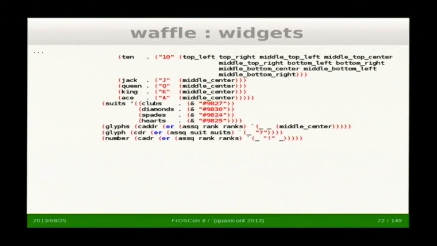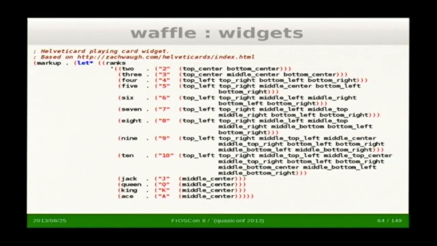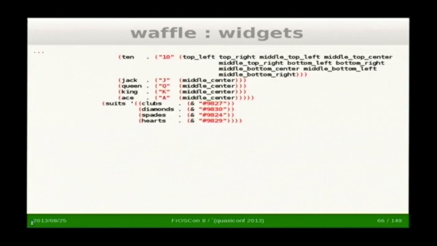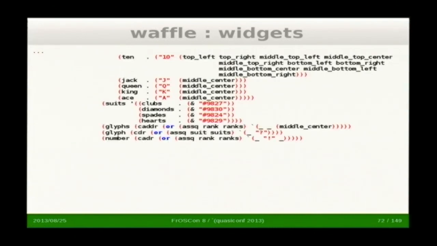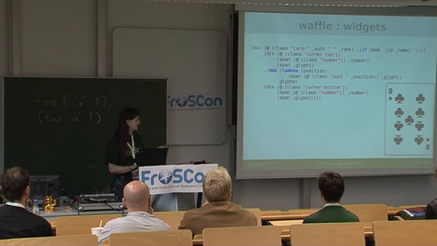So for 9, where's 9? 9, it's like top left, top right, middle left. Sorry, top left, top right, middle, top left, yeah? So you get top right, top left, and then middle, top left. And it maps over all of them, putting in the right bit of XML for that glyph.